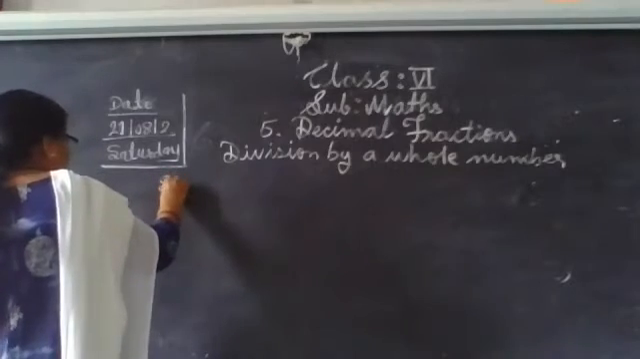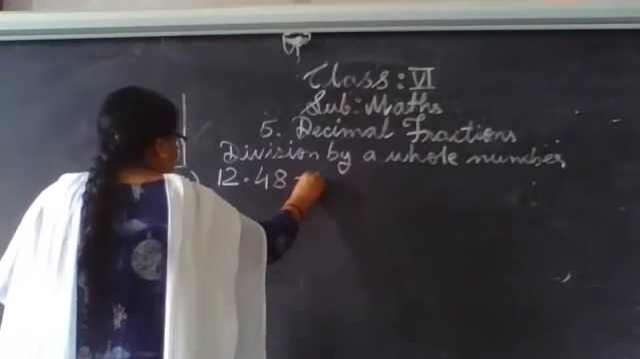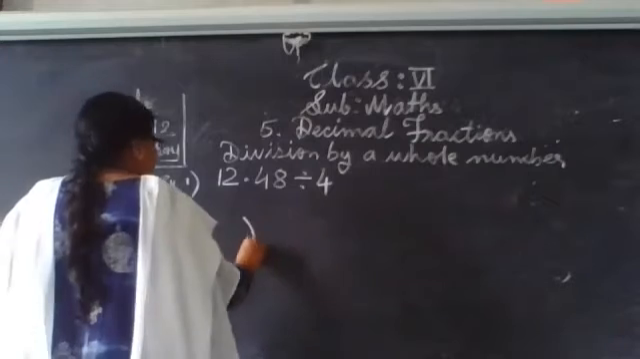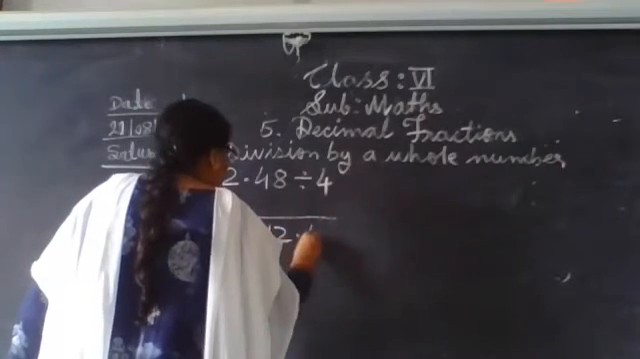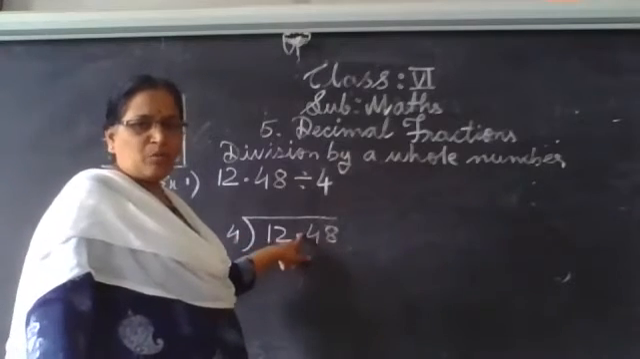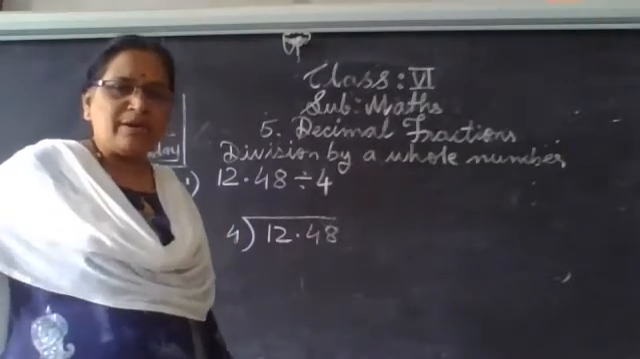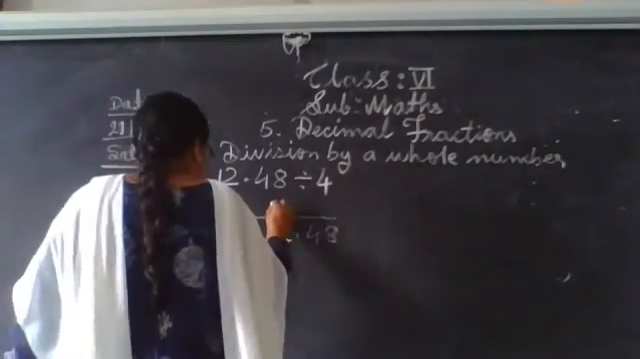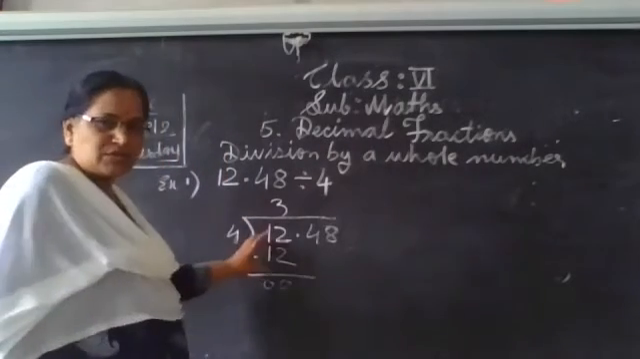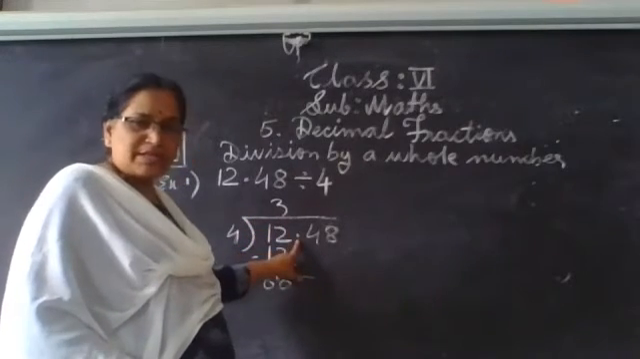For example, first, 12.48 divided by 4. Okay, so let's see. Here, 12 is the whole number and 0.48 is the fractional part. So first we will divide the whole number. 4 3s are 12, 0, 0. Now see beta, here the division of the whole number is complete. Now it is the decimal point.